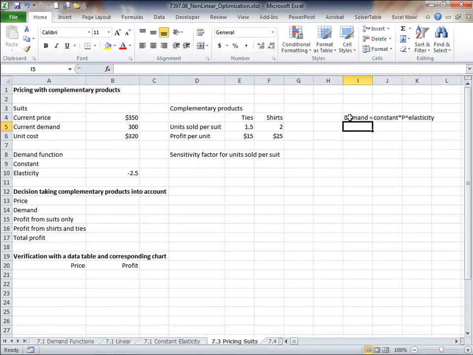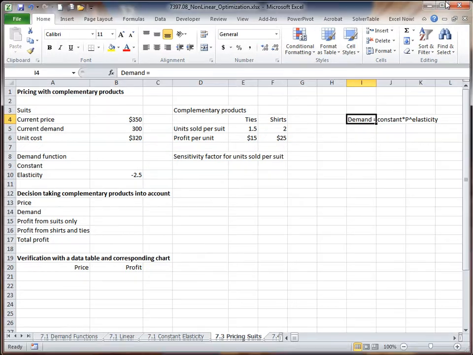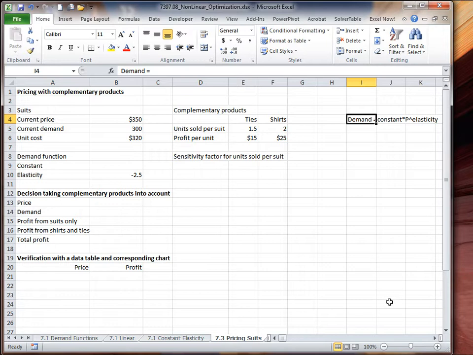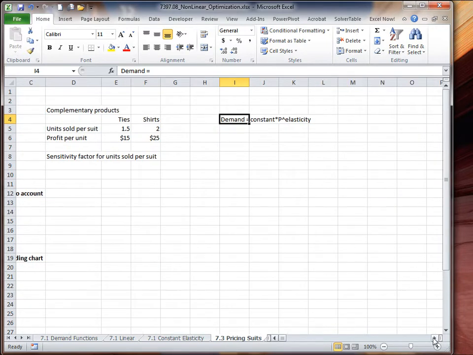Elasticity, E-L-A-S-T-I-C-I-T-Y. That's right, isn't it? Did I spell that right? Yeah, I'm not so sure it's right. How about, I'll just do it this way. E-L-A-S-T-I-C-I-T-Y. That looks right to me.